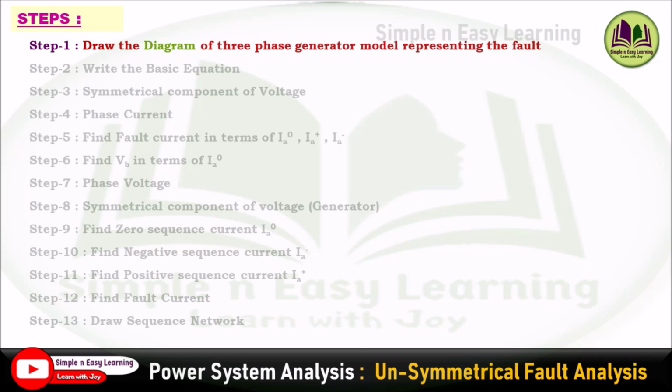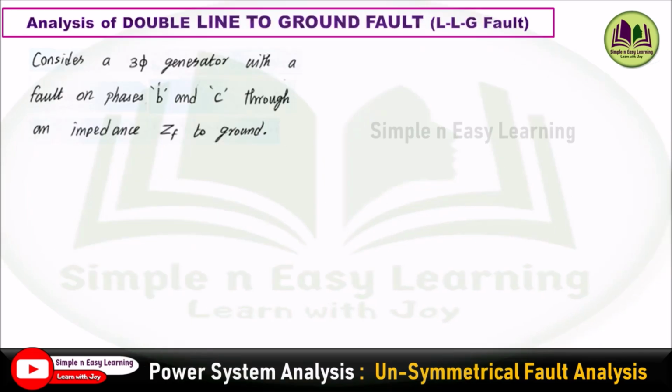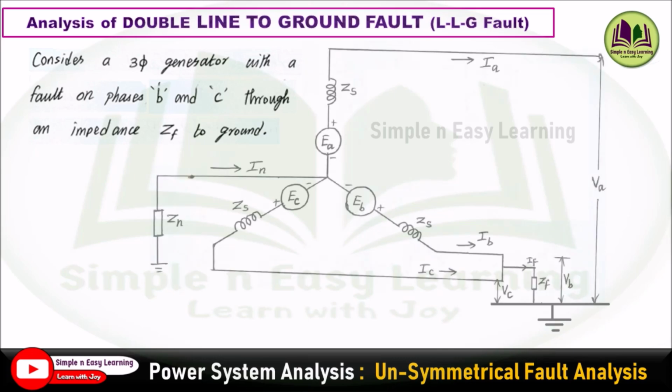Now we start with step 1. Draw the diagram of the three-phase generator model representing the fault. So consider a three-phase generator with a fault on phase B and C through an impedance ZF to ground. Here we are considering phases B and C short circuited and shorted to ground. So this is the double line to ground fault. The two phases are short circuited and shorted to ground. IB and IC are short circuited and grounded through the impedance ZF, which we call the fault impedance, and the current flowing through this path is the fault current.